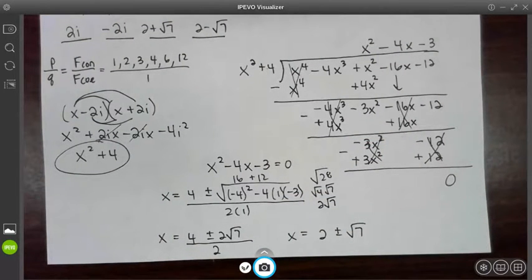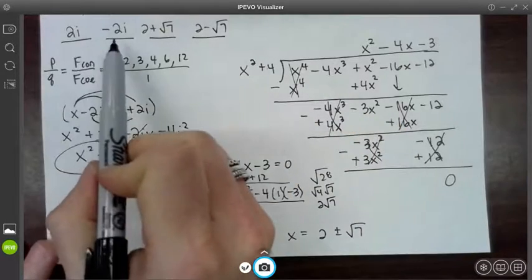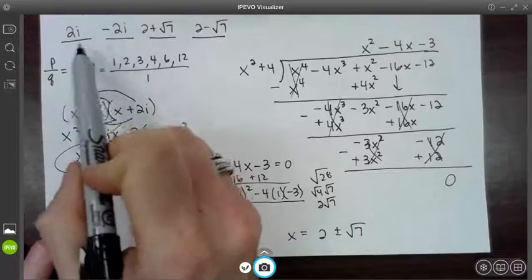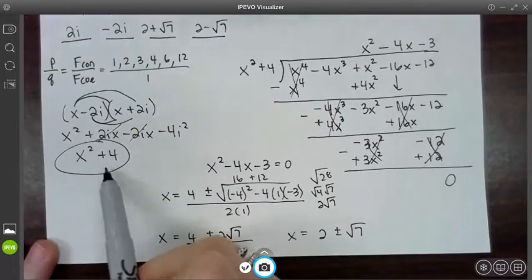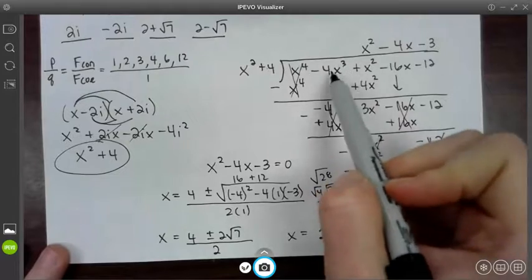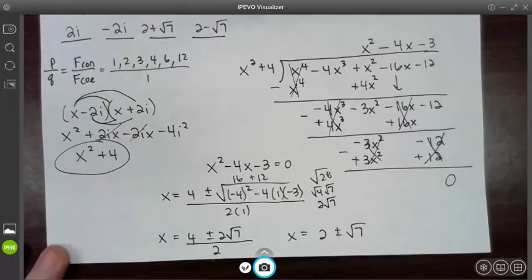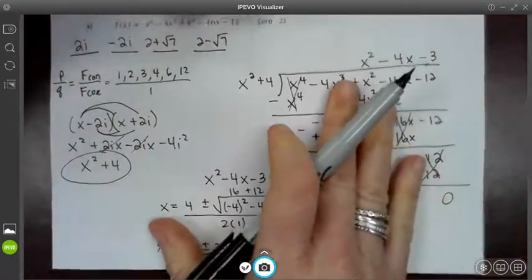All right, so again, if you know an imaginary zero, you automatically know a second one. They will always multiply to an irreducible quadratic, and then you can take that irreducible quadratic and divide it into that original polynomial and start breaking it down to get an easier polynomial to solve. All right, let's try one more of those, and then I'm going to let you guys go.